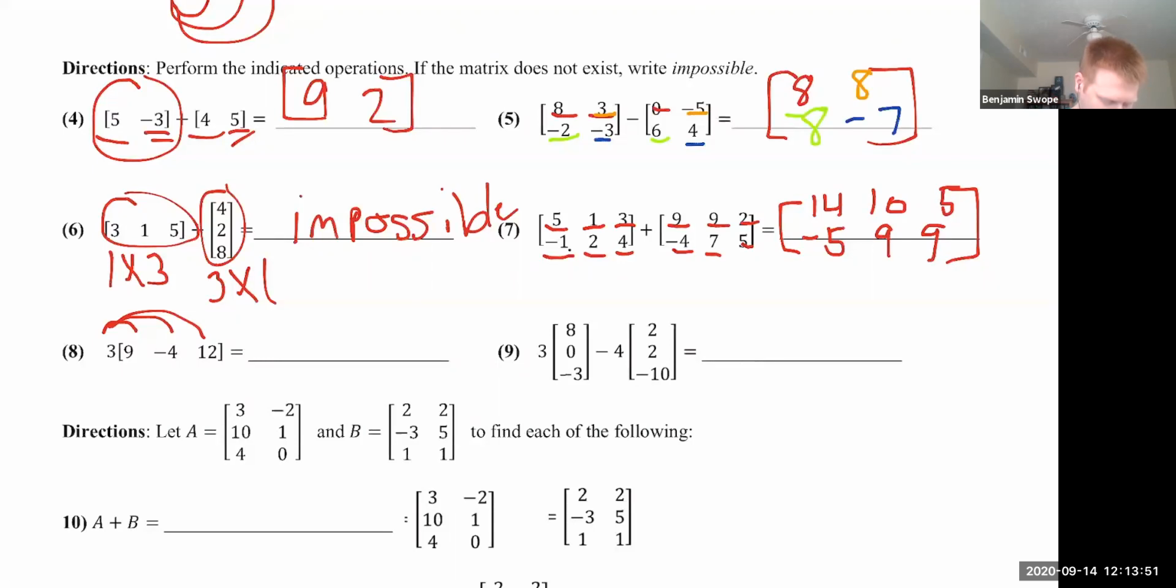So this number 8, we're just multiplying everything inside by 3. So 9 times 3 would be 27. 3 times -4 would be -12. And 3 times 12 would be 36. That was kind of sloppy. Kind of wrote it too big to start. So it would have been 27, -12, and then 36.